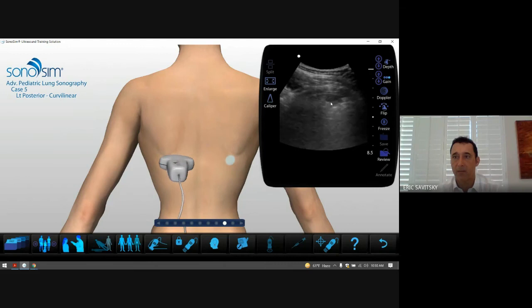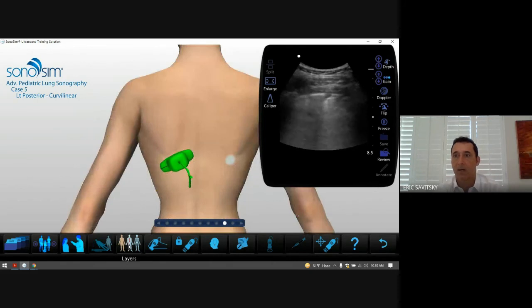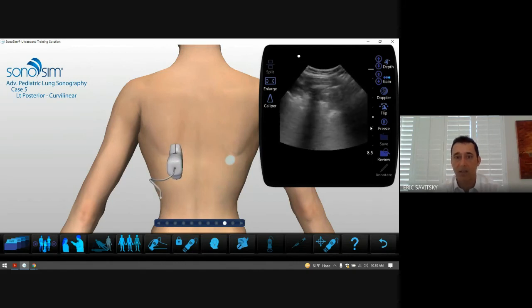I'm going to try to get in between the ribs using a transverse oblique plane. If I'm able to get in between the ribs, I can see that there's dense consolidation, a lot of trapped air. So I see some air bronchograms. And this is a relatively large consolidation, 5 to 7 centimeters at a minimum. So this is very consistent, given the clinical context, with a bacterial pneumonia.